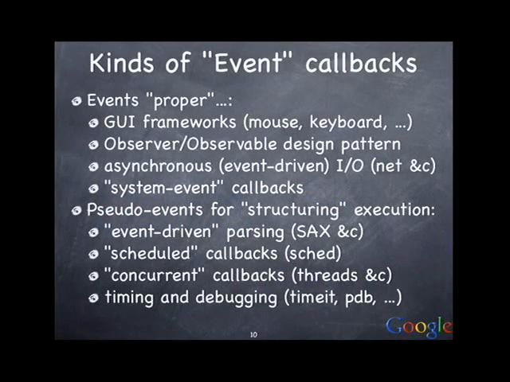Okay. What's an event? There's basically two classes, or categories or kinds. There's proper events, things that actually happen in the real world, and there's pseudo events that I'm essentially using for the purpose of structuring the execution of my program. So what's a proper event? Well, GUI frameworks are plenty of those because things happen.